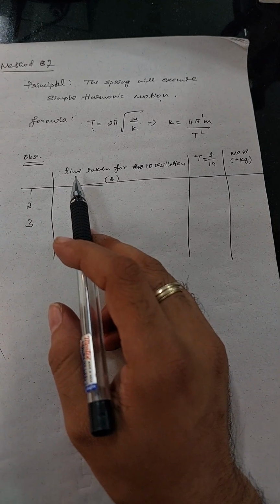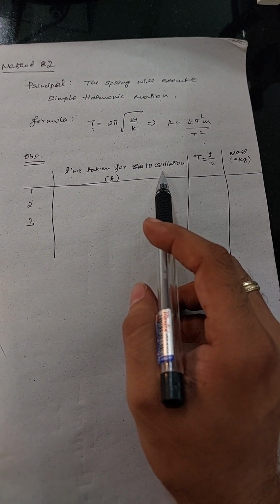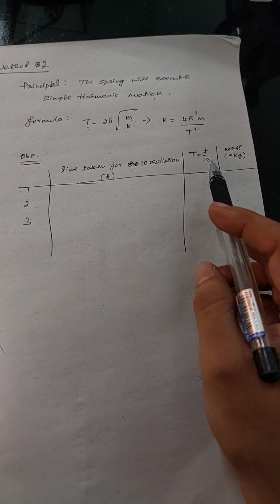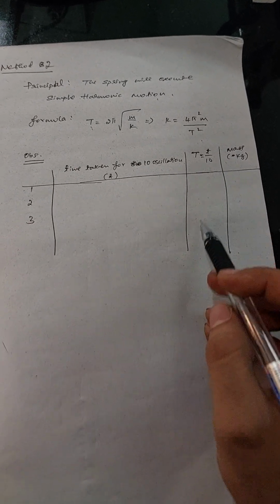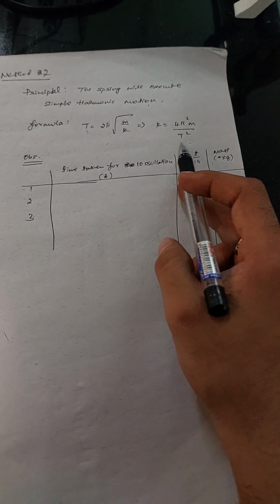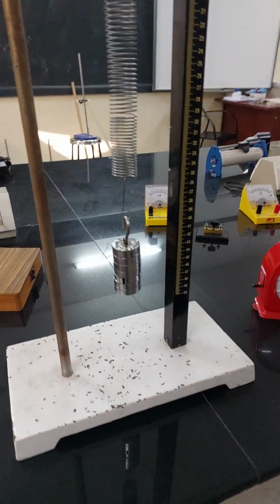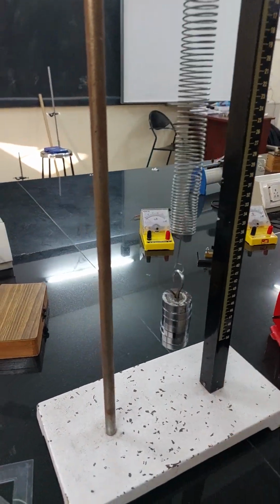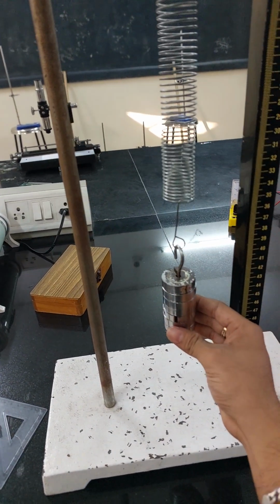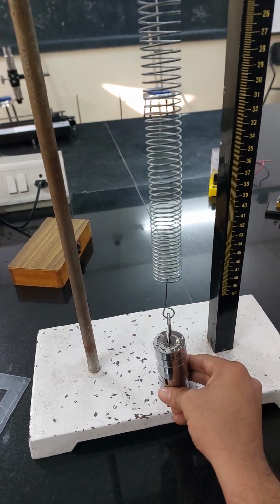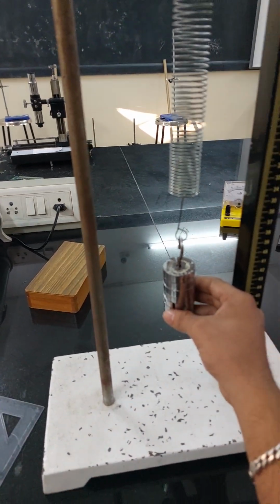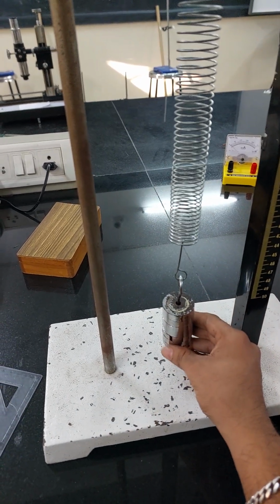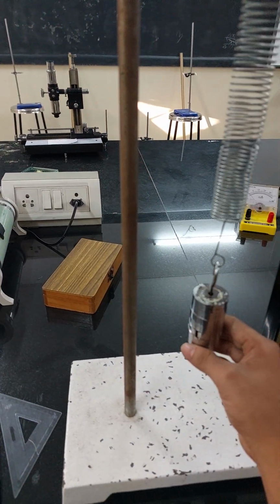Basically you have to calculate the time taken for 10 oscillations, 3 times for 3 different masses, and then calculate the time taken for one oscillation, which is nothing but T by 10. We'll take the average and substitute in this formula. Here I have taken 350 grams, so I have loaded 350 grams to the spring. I'll just pull it. The extension should be small, don't pull it too much, and the extension should be in one dimension, not like this. When I pull it in one dimension and let it go, it will perform simple harmonic motion.